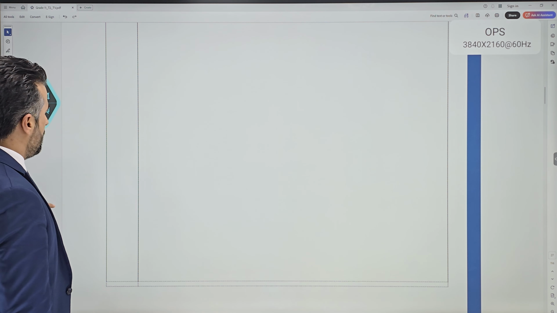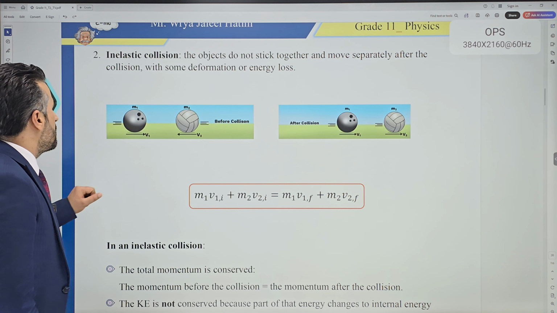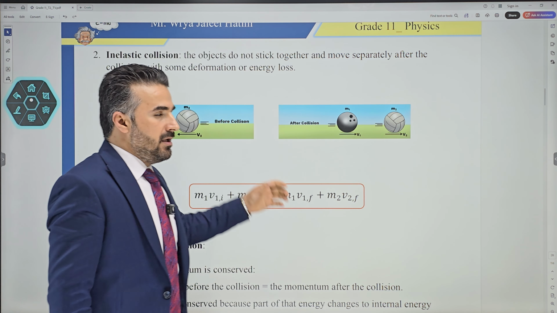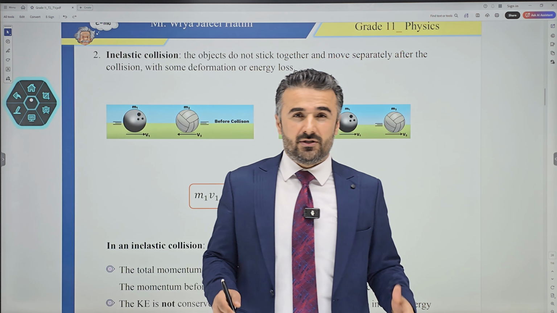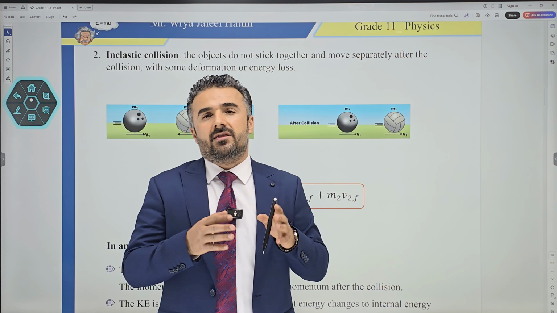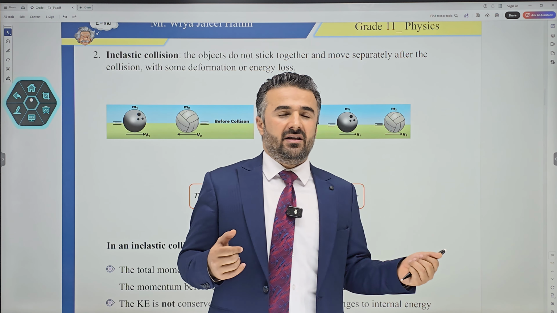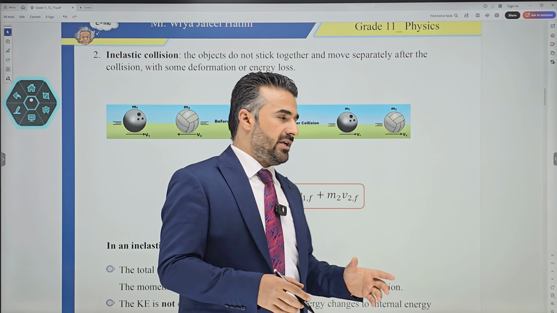Okay, so these questions are the same idea. Now, the second type of collision that we have is inelastic collision. In an inelastic collision, objects collide with one another, but they don't stick. And once again, momentum is conserved, but kinetic energy is not conserved. That is what you need to know.